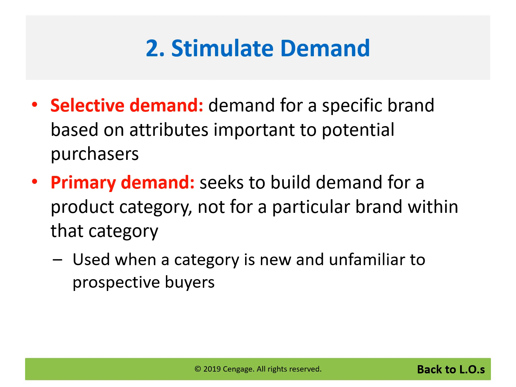Selective demand has the goal of increasing demand for a specific brand based on attributes important to potential purchasers, while primary demand has the goal of increasing demand for a product category but not for a particular brand or product within that category. This is used when a category is new and unfamiliar to prospective buyers.